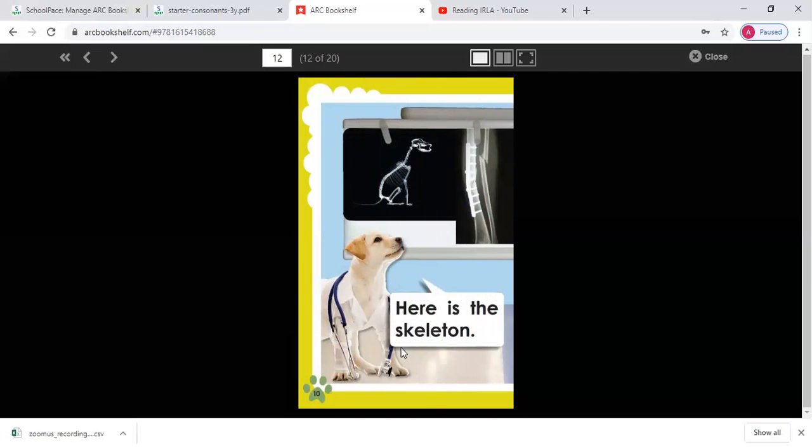Here is the, all right, new word starts with the letter S. What sound does S make? S, s. Great, here is the skeleton. Good, can you say that for me on your own? Good, here is the skeleton. And we can check the picture. This is an x-ray of a skeleton.